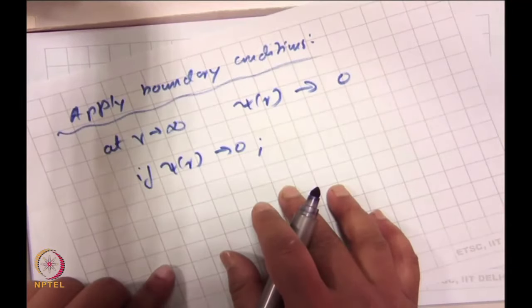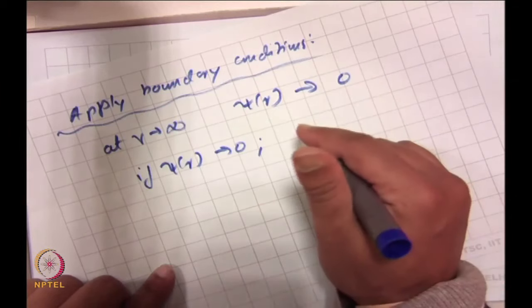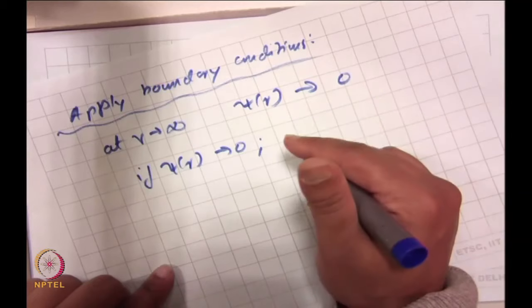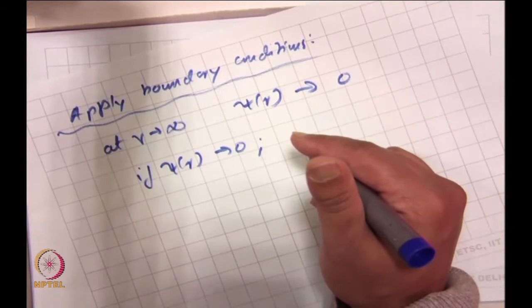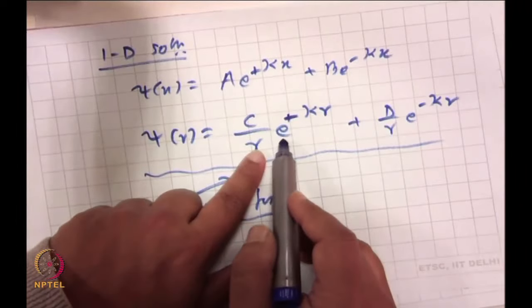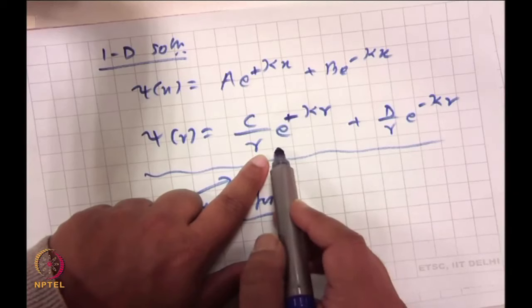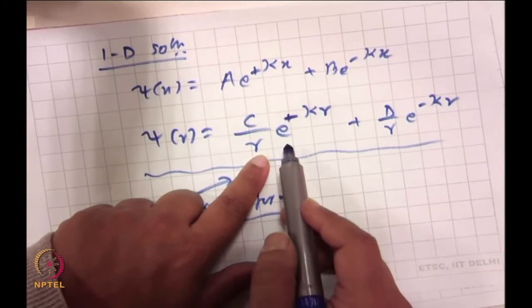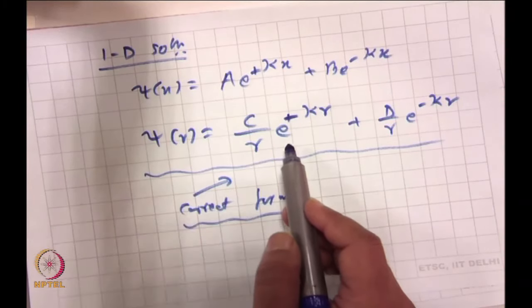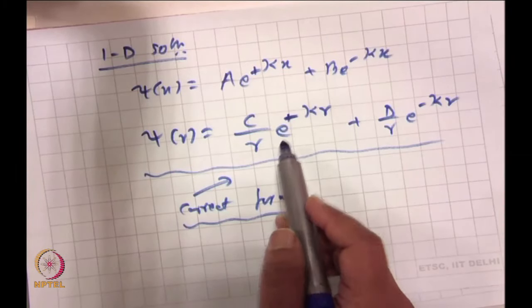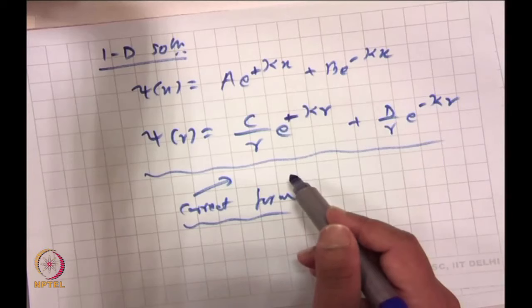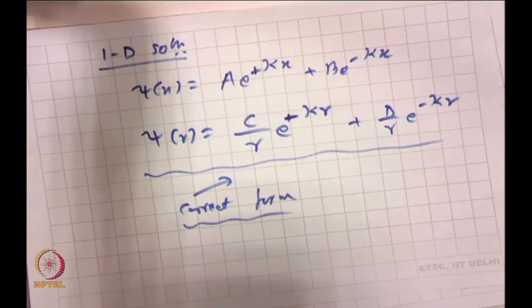Which one will tend to 0? C will tend to 0, right? Well, essentially c by r. Why? Please keep this in mind. The first expression, e to the power kappa r over r: e to the power kappa r goes to infinity much faster than r can take you to 0, because it is an exponential growth, right?